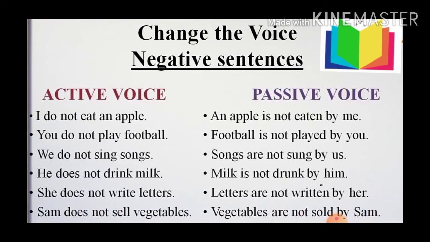Let's see some examples of negative sentences here. The first sentence is: I do not eat an apple. An apple is not eaten by me. Similarly, you do not play football. Football is not played by you. We do not sing songs. Songs are not sung by us. He does not drink milk. Milk is not drunk by him. She does not write letters. Letters are not written by her. Sam does not sell vegetables. Vegetables are not sold by Sam.